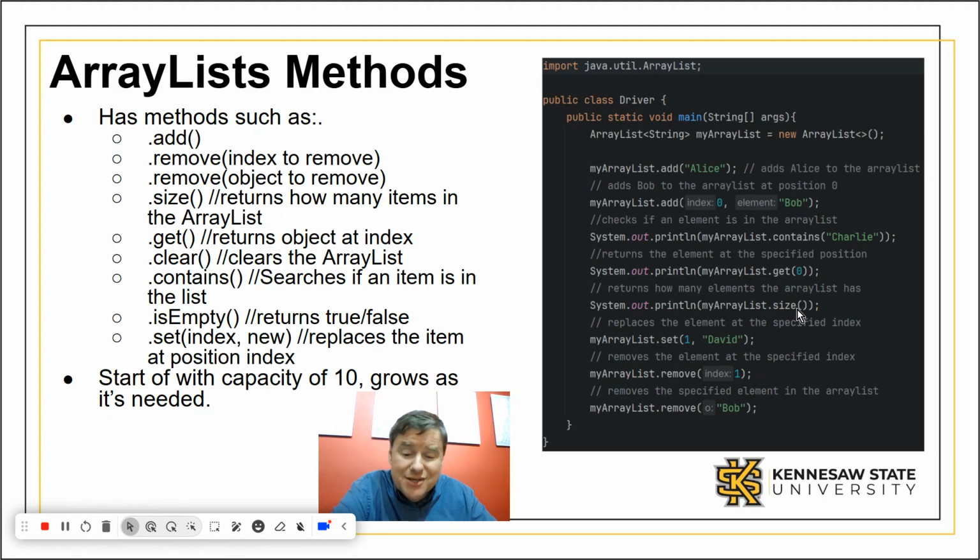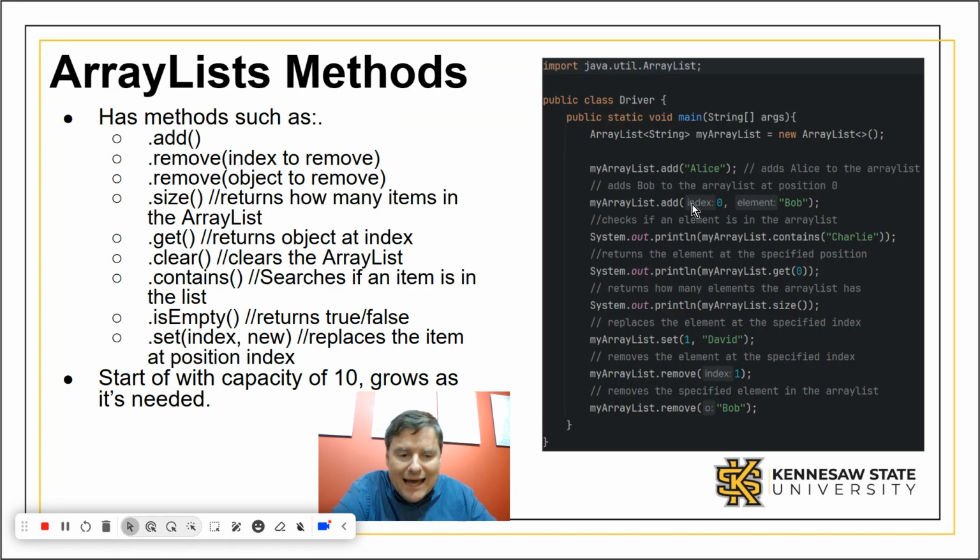MyArrayList.size. Okay, this one you're going to always forget because with Strings, when you want to know how big they are, you ask for dot length. With array lists, you ask for dot size. That is what it is. All right, ArrayList dot set 1 to David.